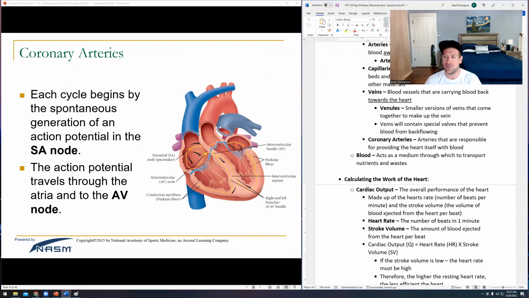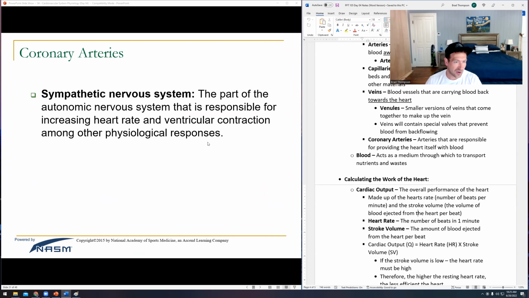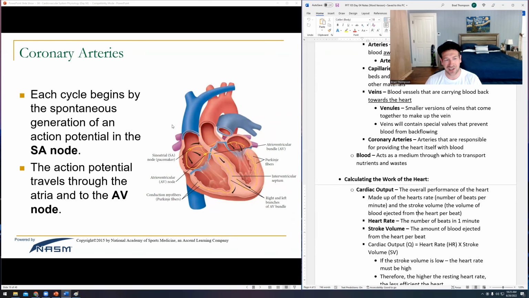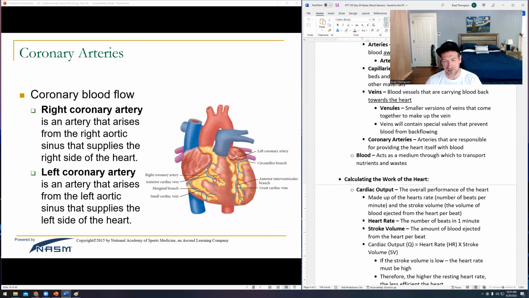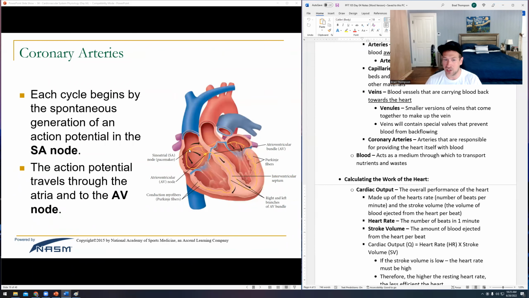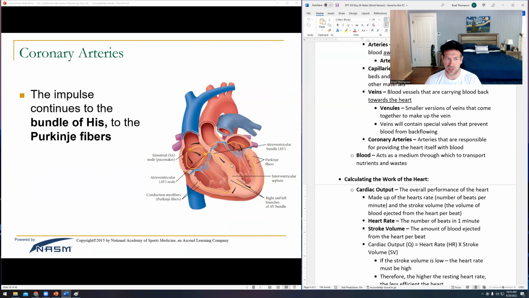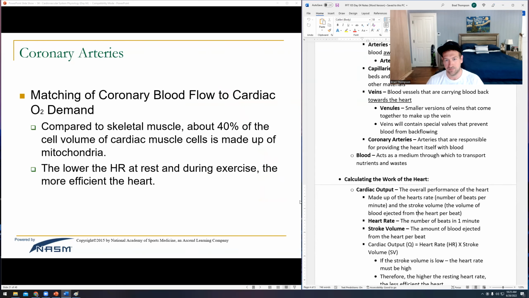There's the SA node. I forgot, this PowerPoint goes in a weird order. So there's your coronary arteries right here. Where'd the picture go? Oh yeah, there it is. And then here is your conduction system. That's the SA node, creating the signal. There's the AV node, delaying the signal, and then it travels out through the bundle of His and the Purkinje fibers to allow for all that contraction to take place.